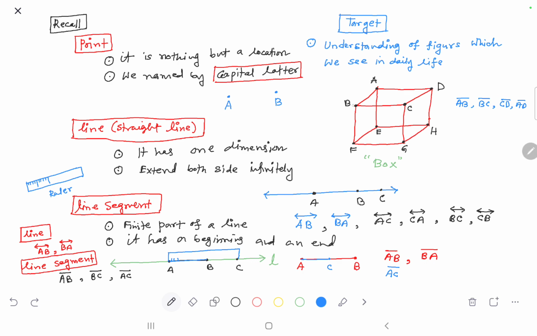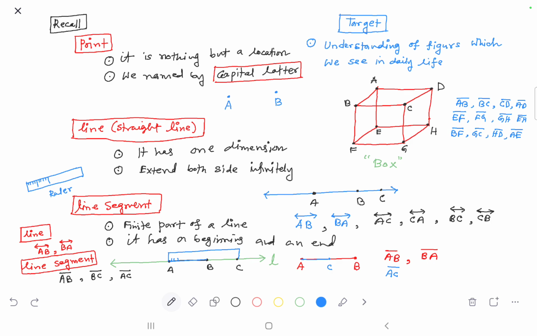Then any other? Yes, the other ones in the bottom, like EF. EF line segment, yes. And FG, EF, FG, and GH, and EH. We also miss the vertical segments, right? BF, and GC, and HD and AE. These are the line segments that we have for this box in the picture, right? All right. Very good.